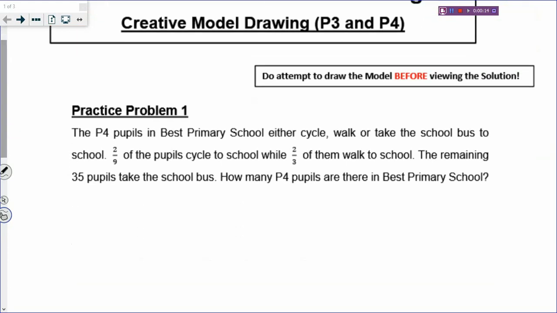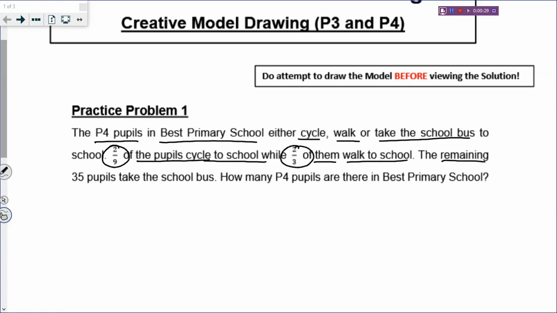So question 1: The P4 pupils in Best Primary School either cycle, walk, or take the school bus to school. 2/9 of the pupils cycle to school, while 2/3 of them walk to school, and the remaining 35 pupils take the school bus. So how many P4 pupils are there in the Best Primary School?